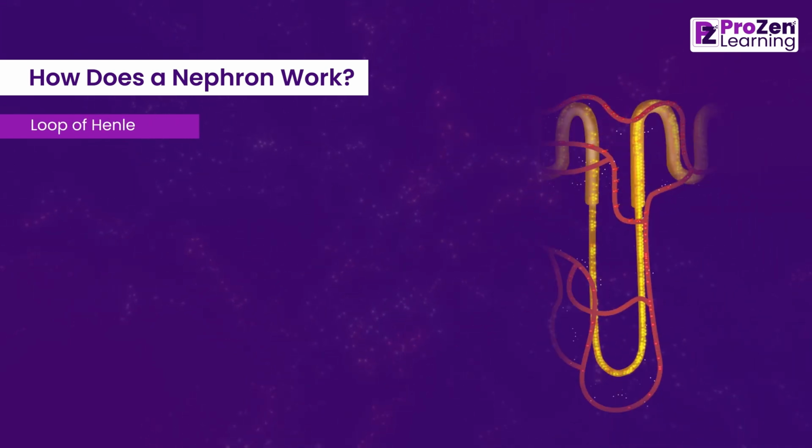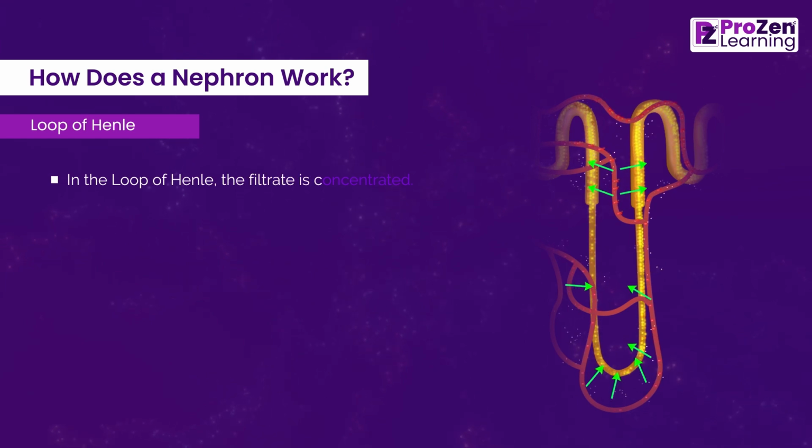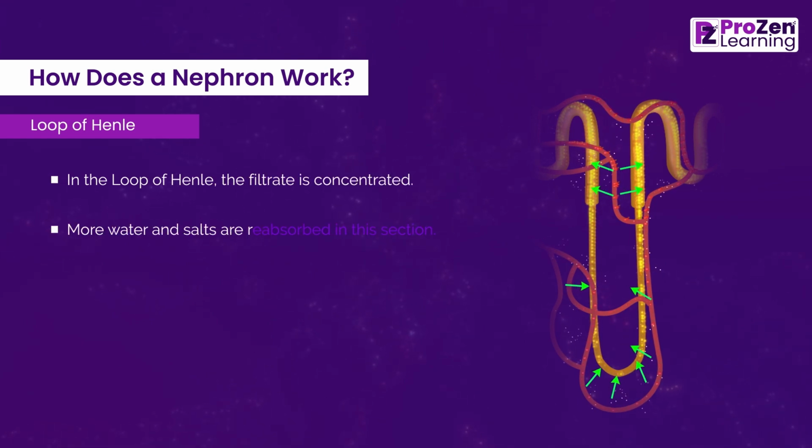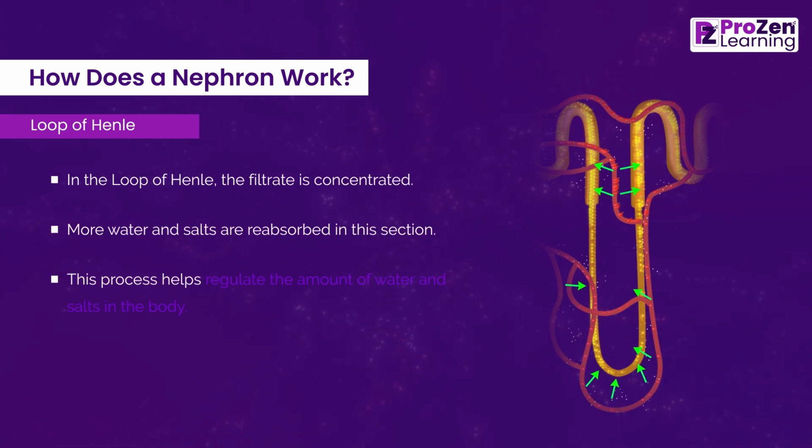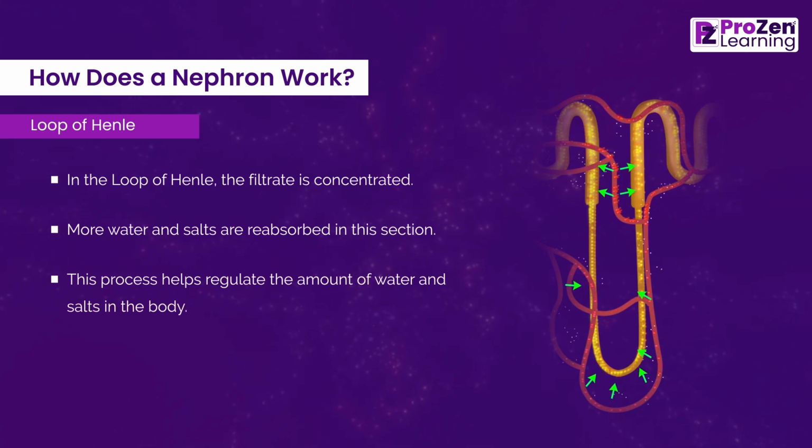Loop of Henle, concentration stage. In the loop of Henle, the filtrate is concentrated by reabsorbing more water and salts. This helps in regulating the amount of water and salts in the body.